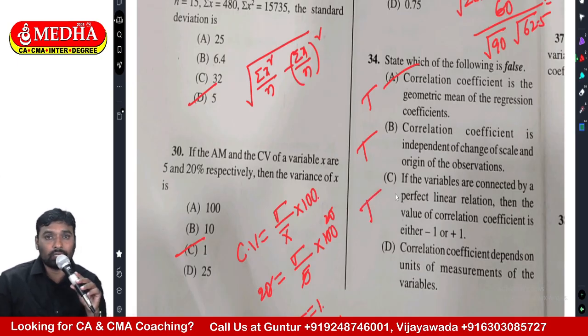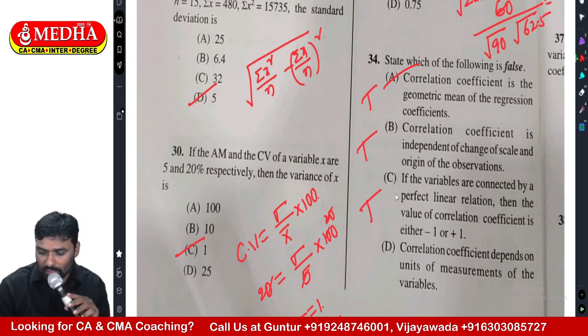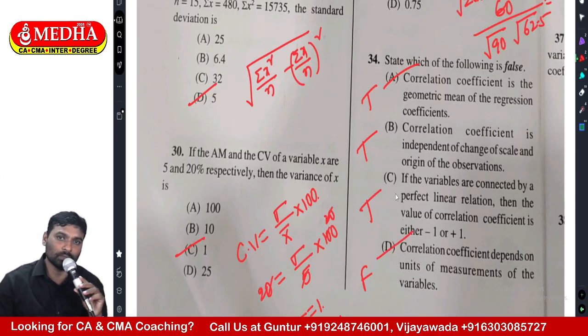But option D is a false statement. Correlation coefficient is a unitless measure. It is independent of units, but they have given dependent. That's why option D is false. Then what is your answer? Here the false statement is option D only. Then your answer is option D.